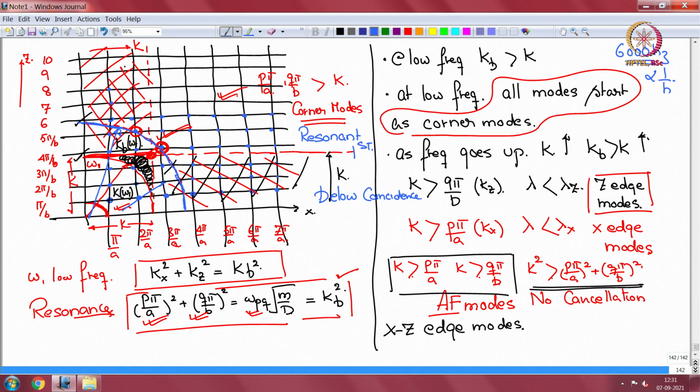Okay, so that means what? Most modes will be below coincidence, but they will pass through resonance. So most radiation that we will see is resonant radiation below coincidence. Okay, now what happens is that a little later, as this KB moves out, the acoustic wave number line moves in. So then they are no more resonant, but they are above coincidence.